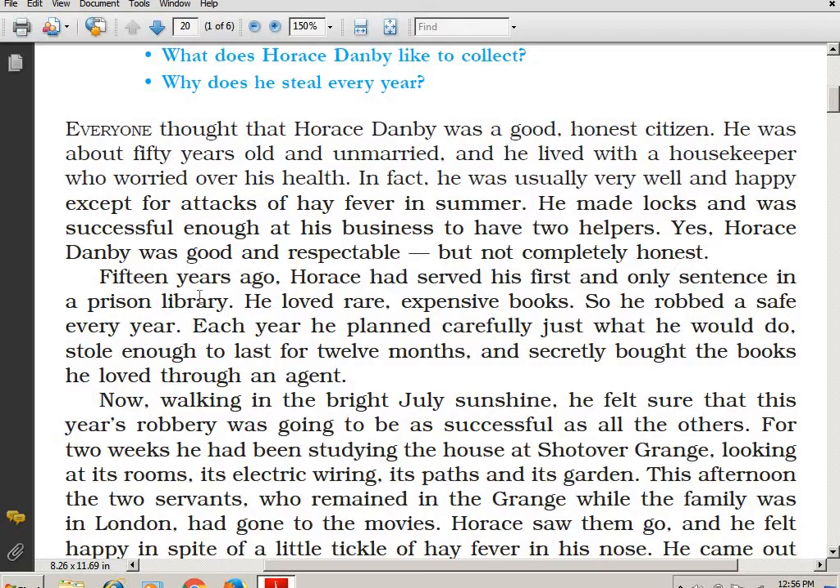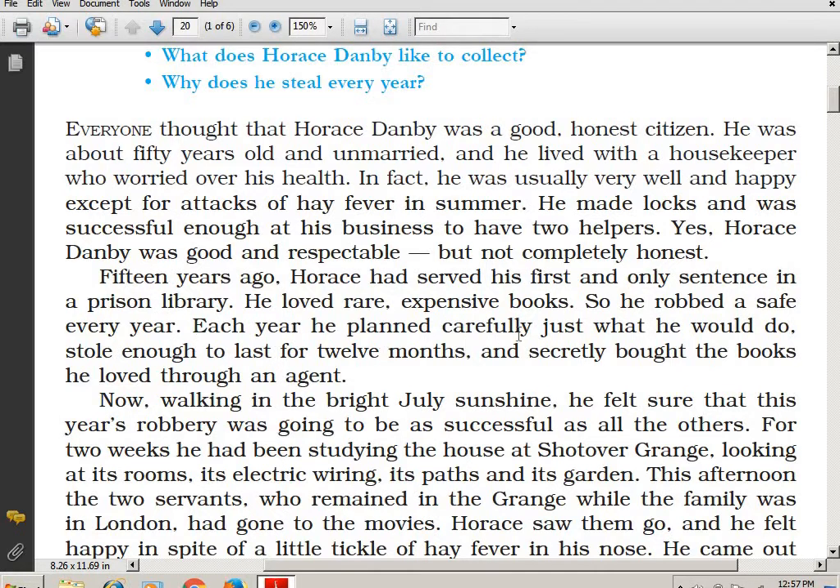See, 15 years ago, where was Horace? He had served his first and only sentence in a prison library. So he was in prison, and he was in the library. He served there in the prison library 15 years ago. He loved rare, expensive books. He liked reading. He liked to read rare and expensive books. He must have seen plenty of books in the prison library. So he robbed a safe every year. So what did he do? He robbed a safe every year.